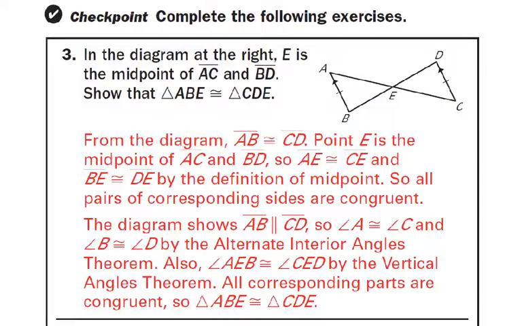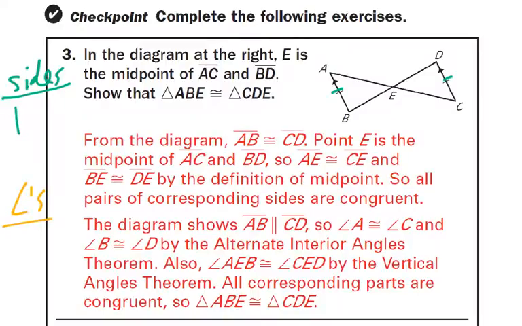Okay, so here's the answer. Let's go through this to make sure you understand it. Now, by definition, you have to show that all 3 sides and all 3 angles are congruent. So let's go through and do our checkpoint here. Now, from the diagram, we know that AB and CD are congruent. So there's one pair of sides.